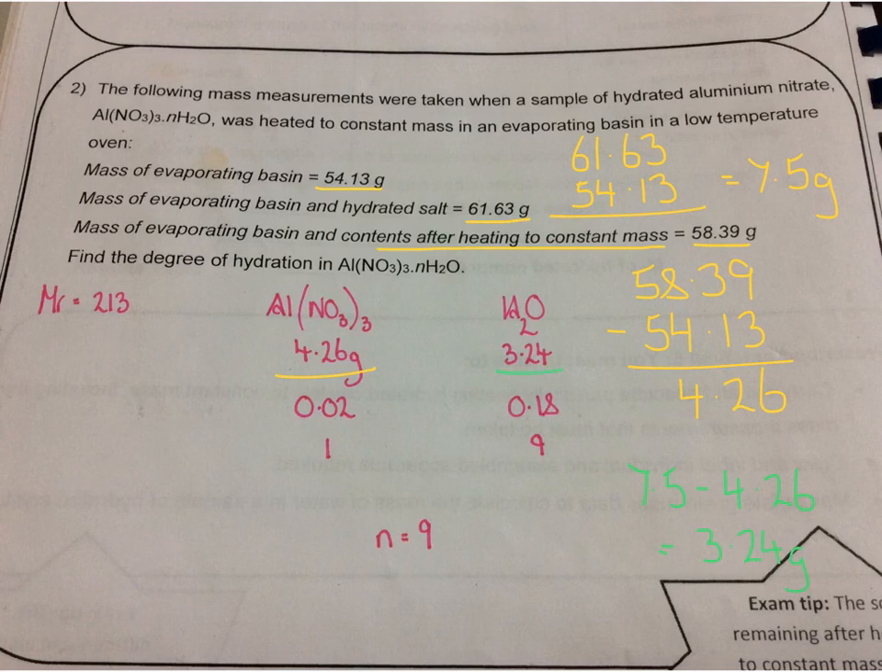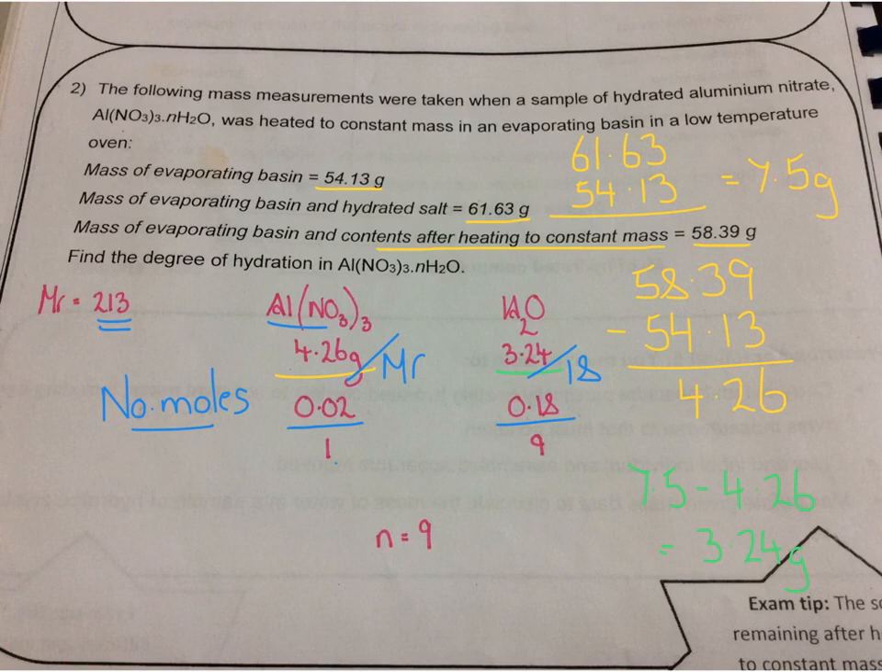Now, just like before, and it's always the same steps, I'm now working out the number of moles. So I am going to divide 4.26 by the MR of the aluminium nitrate, and I'm going to divide 3.24 by the MR of water, which, as we worked out in the last calculation, is 18. The MR of aluminium nitrate, when I add together all the top numbers, is 213. This works out then at 0.02 moles of aluminium nitrate and 0.18 moles of water.